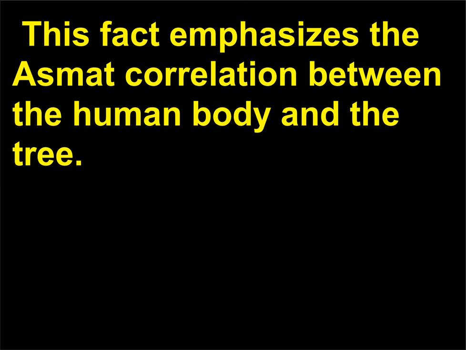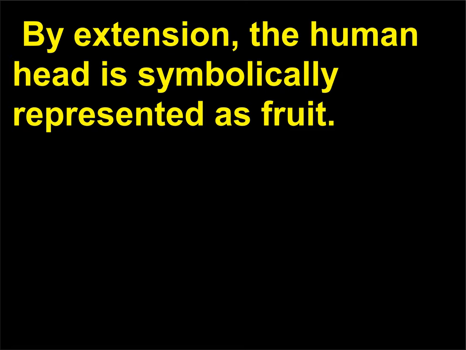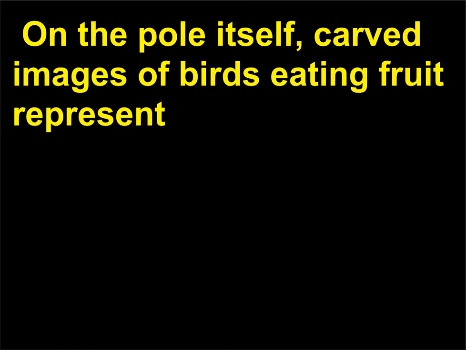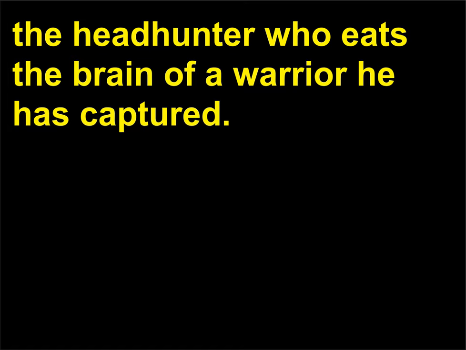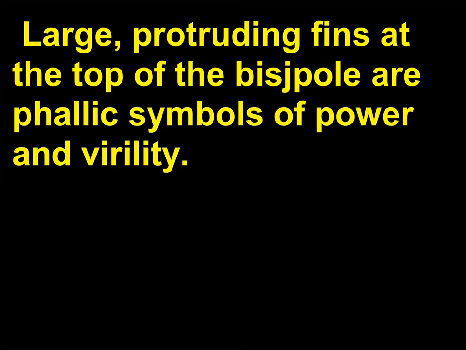By extension, the human head is symbolically represented as fruit. On the pole itself, carved images of birds eating fruit represent the headhunter who eats the brain of a warrior he has captured. Large, protruding fins at the top of the bisj pole are phallic symbols of power and virility.